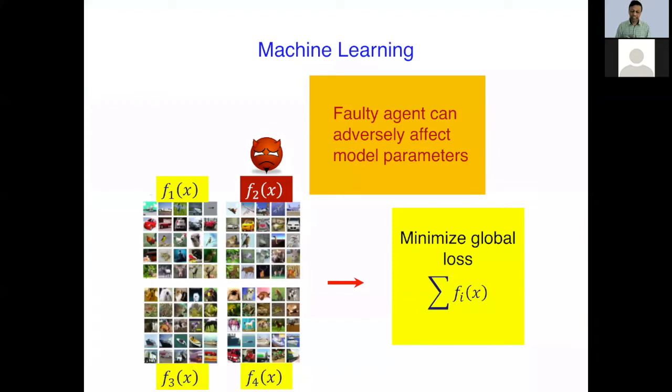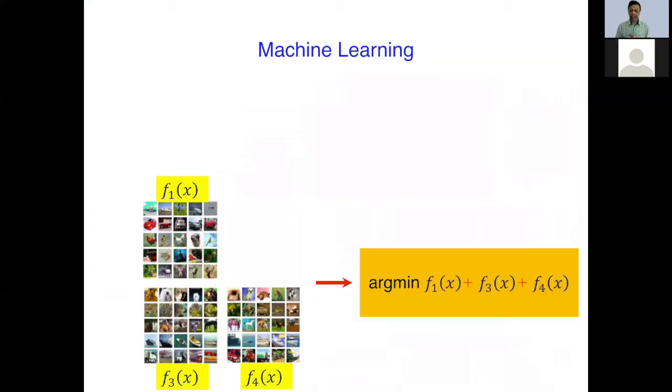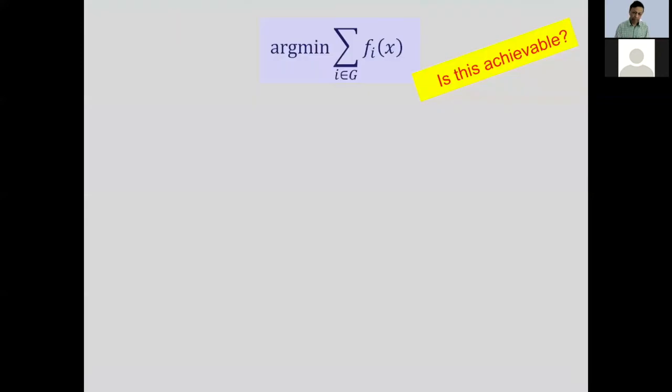Similarly, in the machine learning example, we had 4 agents, and let's say agent 2 is faulty. Then you want to compute the argument x that minimizes the sum f1(x) plus f3(x) plus f4(x). f2(x) is not included because agent 2 is faulty. Again, we want to achieve this objective without knowing explicitly that agent 2 is faulty. So somehow we have to get rid of the bad influence of the faulty agent.